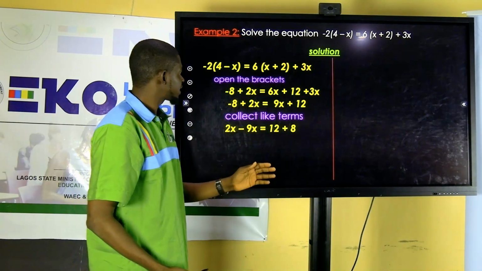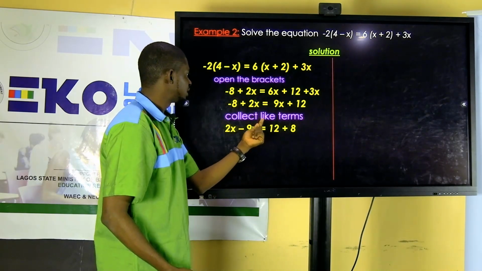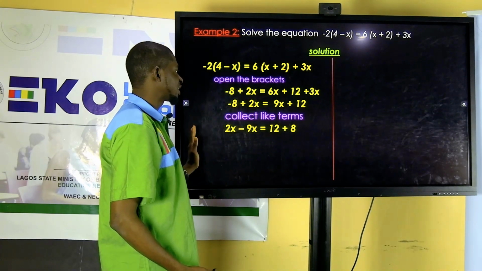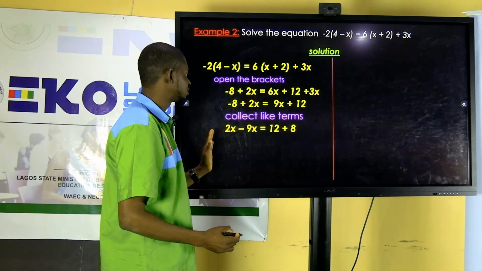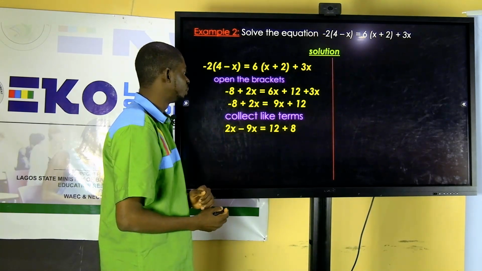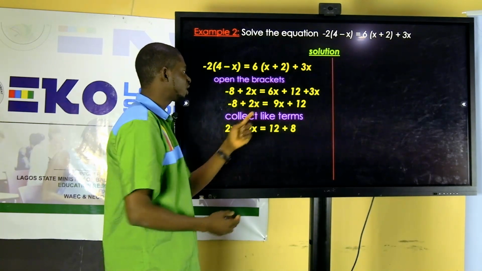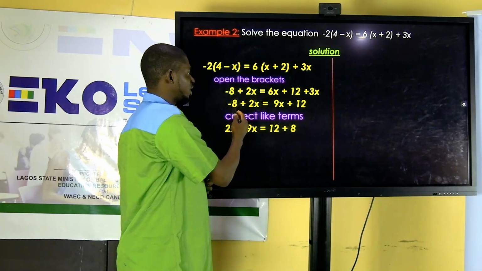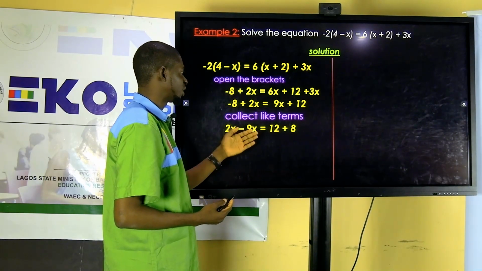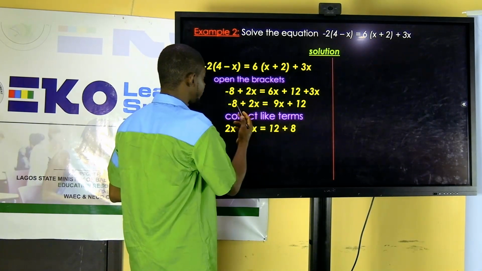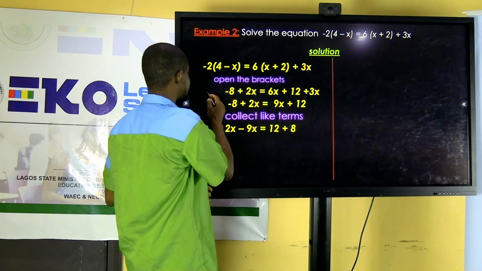So in collecting like terms, we take the 2x, remain at the left-hand side, nothing is happening to that. Then we bring 9x to the other side, which is the left-hand side. Whenever you take a positive number to the other side, it becomes a negative number. Same thing we have done here, bringing it to this side.